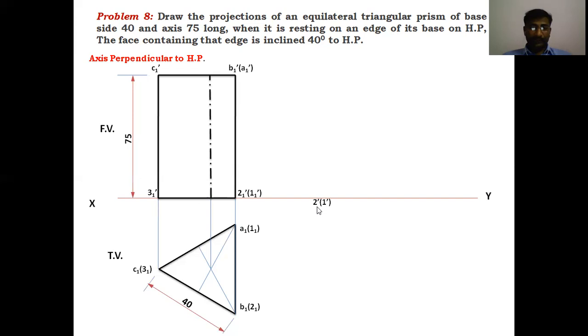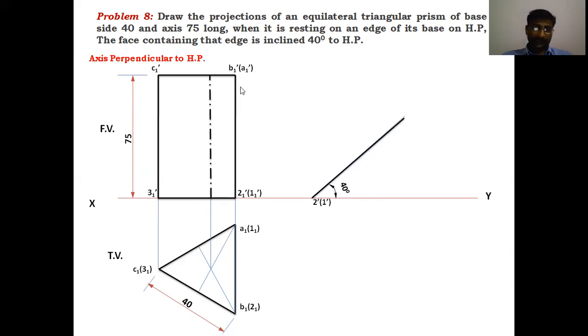That's why I am removing the suffix 1. Locating somewhere else one point, which is located as 2 dash of 1 dash. From the 2 dash of 1 dash, draw an inclined line. That inclined line has the angle of 40 degrees. From this 2 1 dash of 1 1 dash, draw a straight edge.